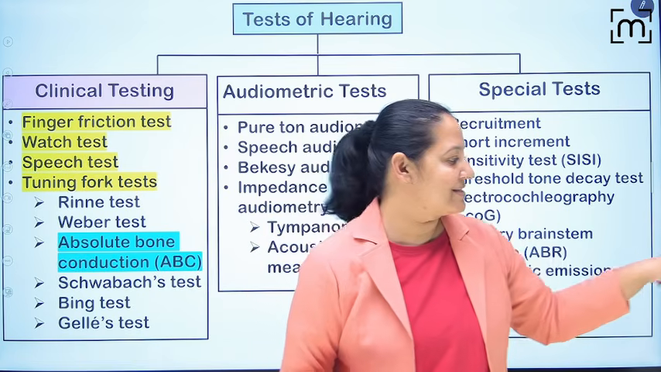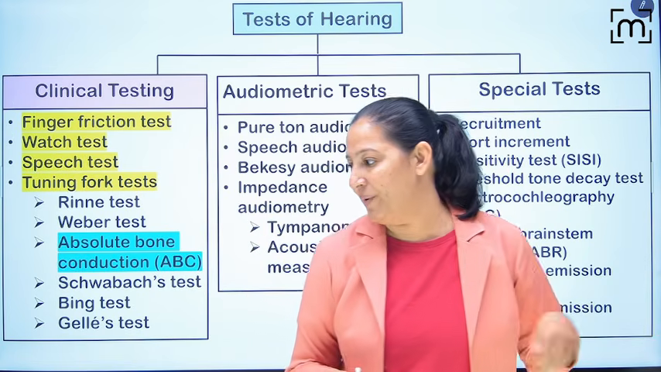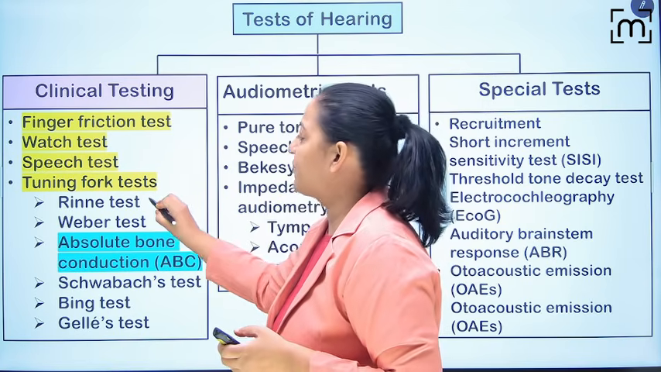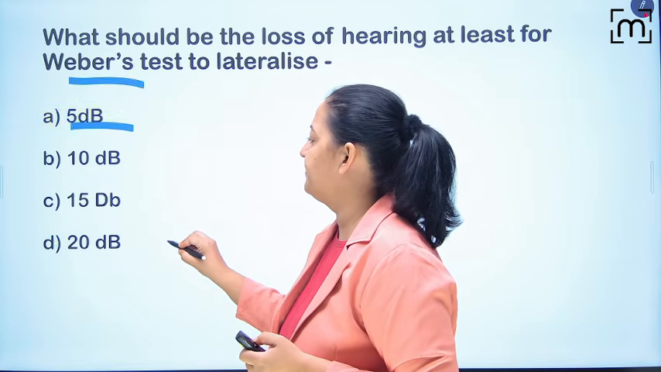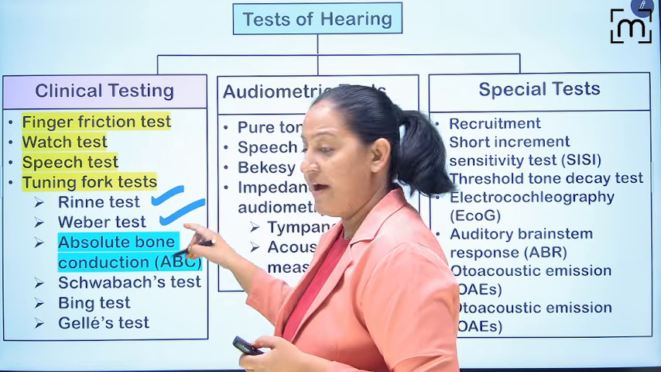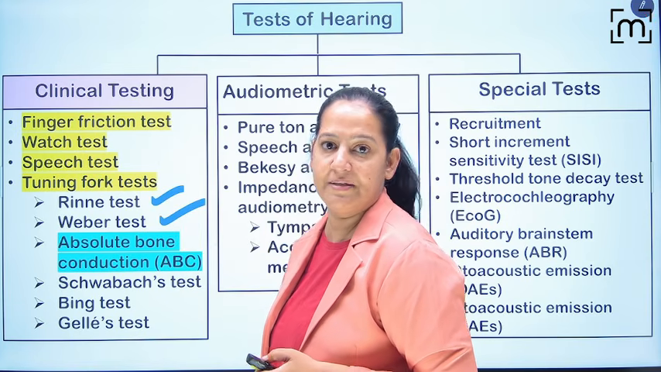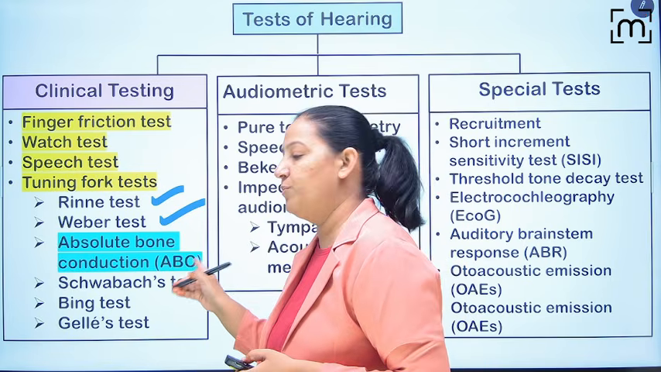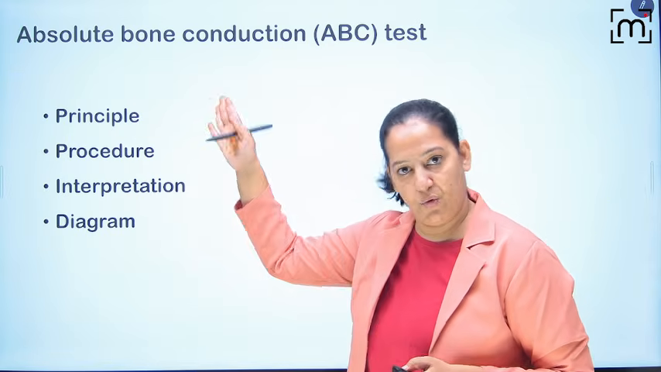Can I start the third test? Let's start it quickly. So we are done with Rinne's test. We are done with the Weber test. And now I'm starting with ABC, Absolute Bone Conduction. ABC. Absolute bone conduction test. What we are going to do here, the same headings.